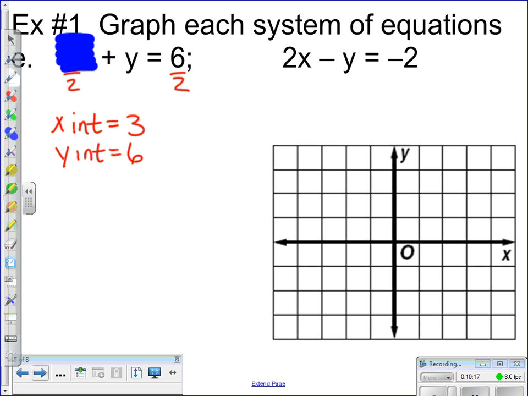So I'll put a dot at 1, 2, 3 on the x-axis. And for the y-intercept, I'll go up 6. 1, 2, 3, 4, 5, 6. I'll have to estimate there. And then I will connect these two.